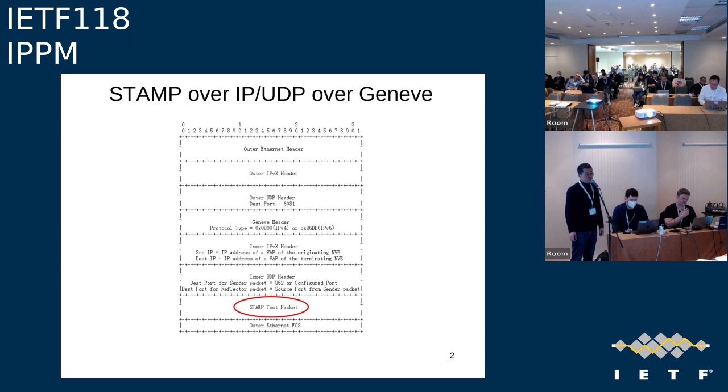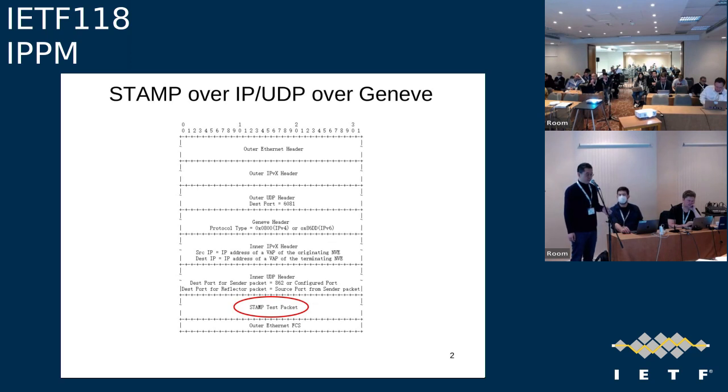This draft was submitted to the NVO3 working group, and now it has moved to IPPM because the NVO3 working group's traffic flow is low, and in this draft, STAMP is used as the performance measurement test packet for the Geneve tunnel. So we moved this work to this working group. And here you can see the encapsulation for STAMP over IP/UDP over Geneve. In this figure, the STAMP test packet can be a STAMP session-sender test packet or a STAMP session-reflector test packet.